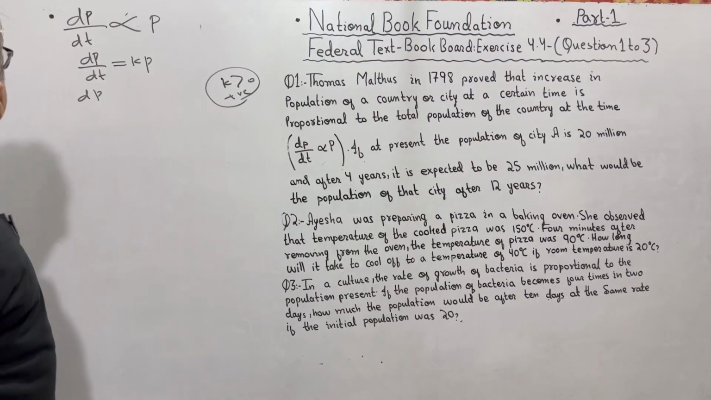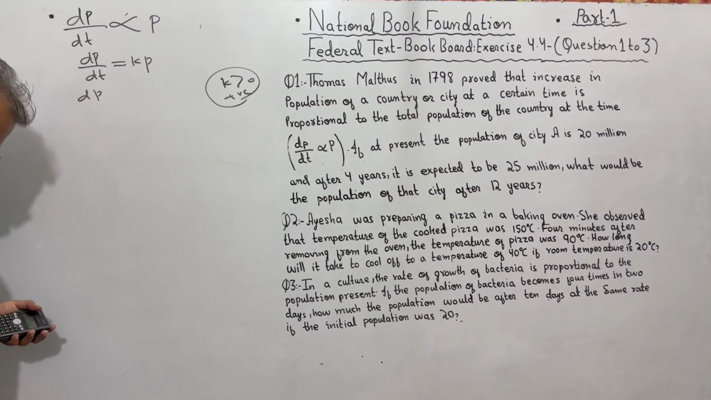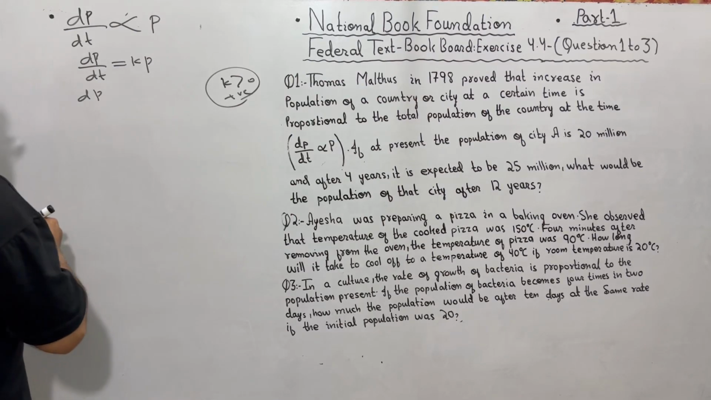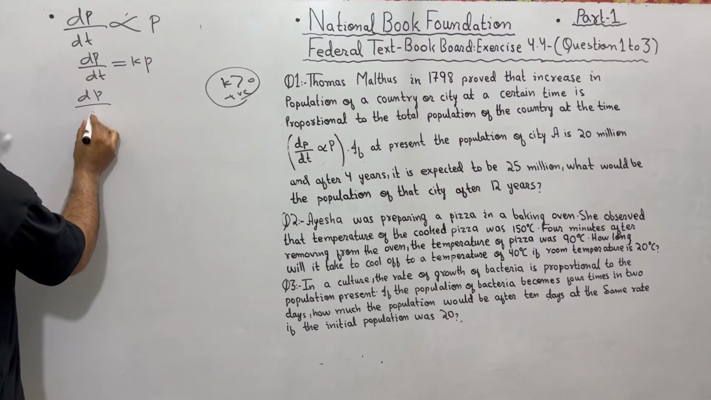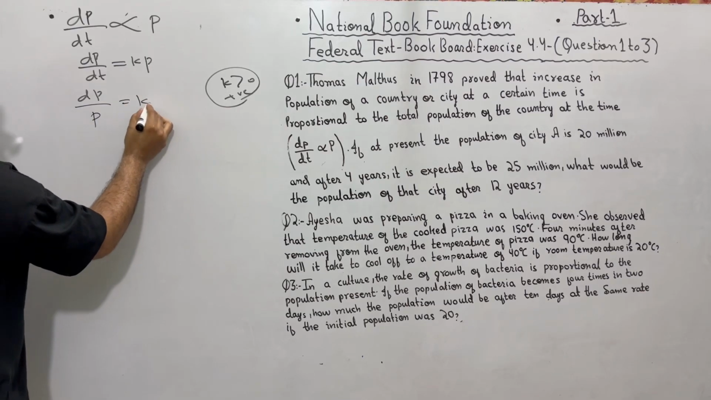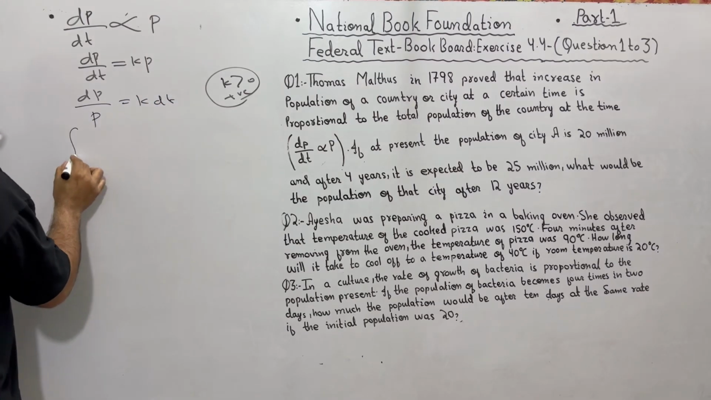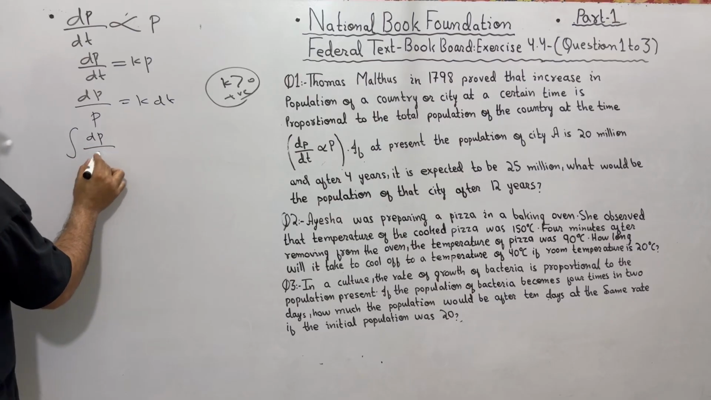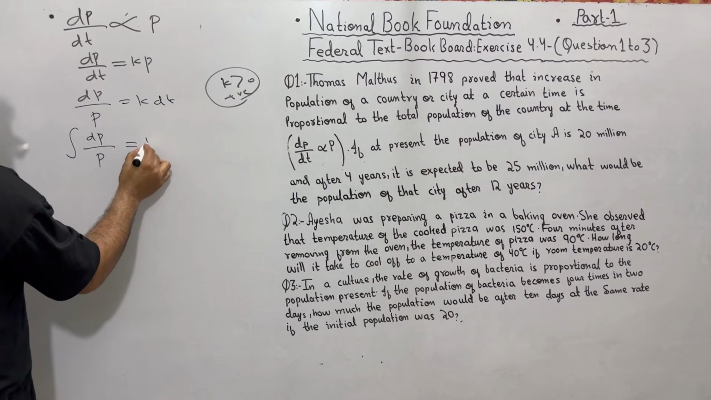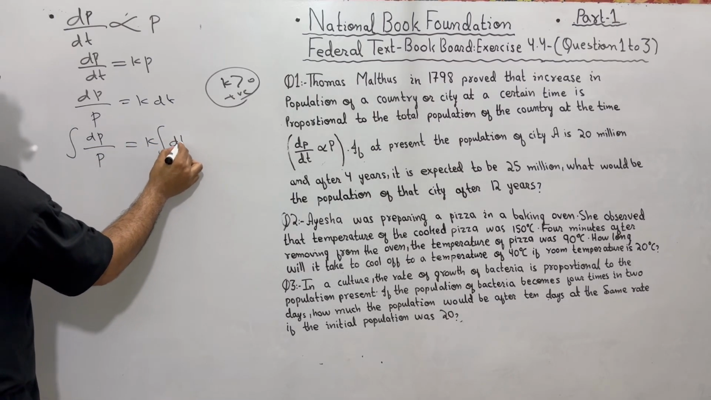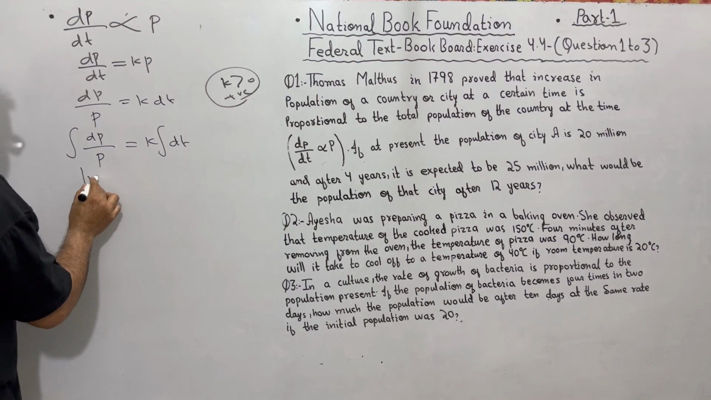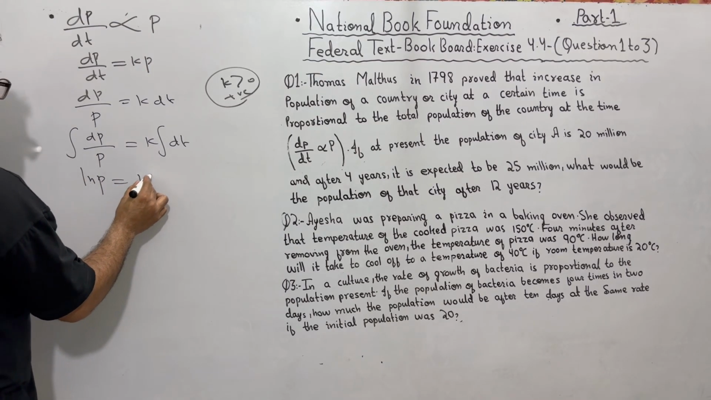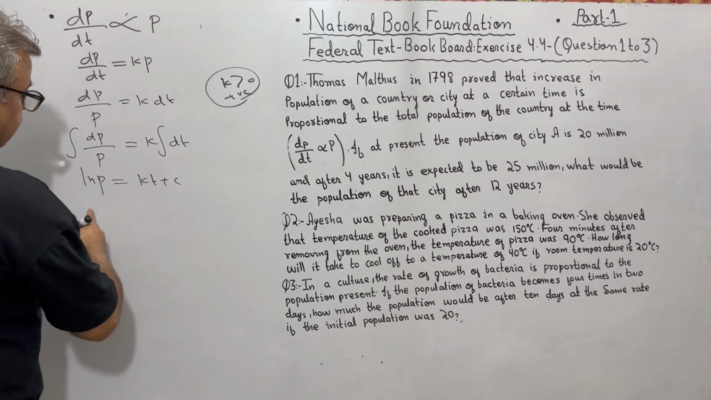I have dp over p is equal to k times dt. Integrate with respect, they are independent variables. dp over p, k times dt. Okay, it's ln p equals kt plus c. It's up to you.